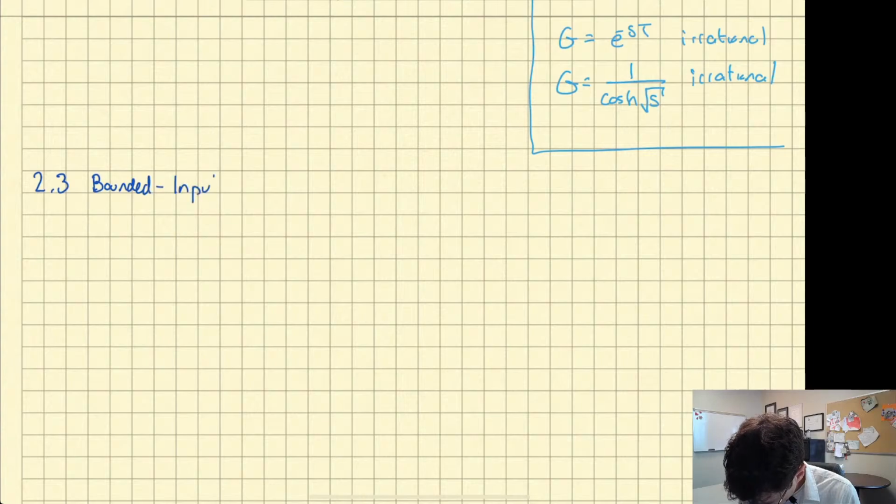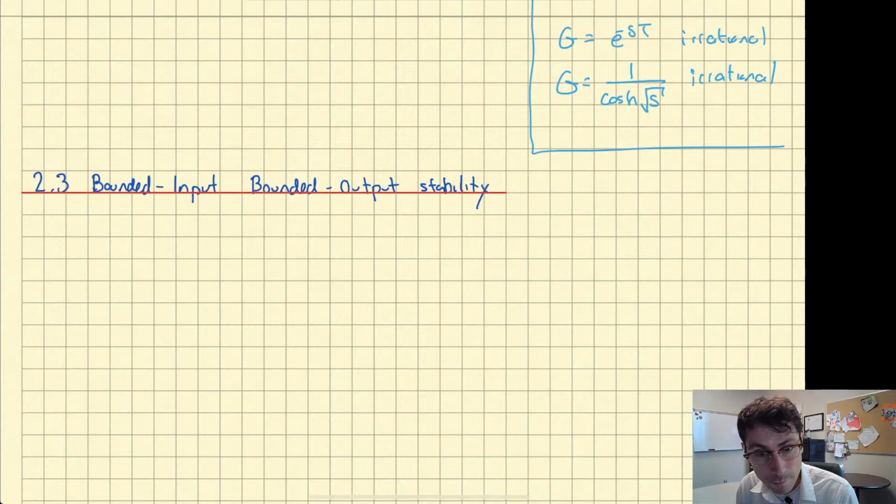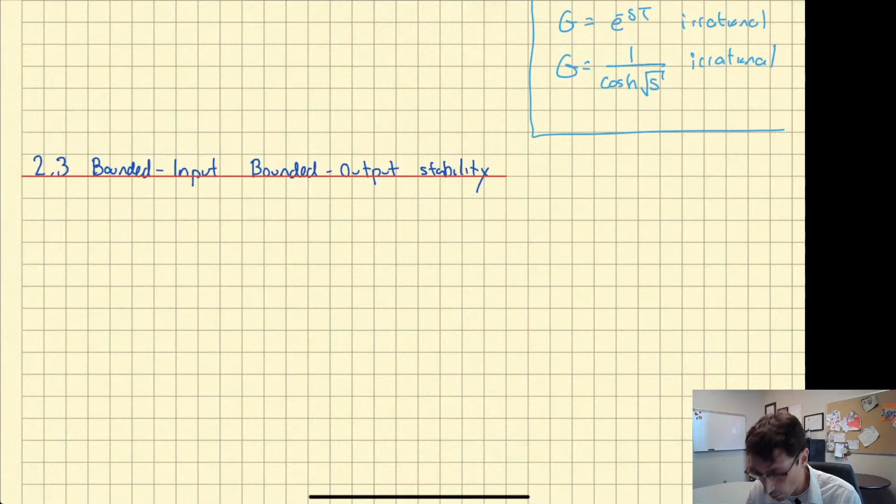Bounded input, bounded output stability. Certainly something you've seen before. So the definition, you can look in the notes for what it means for a signal to be bounded, but basically the idea is that a system is BIBO stable, bounded input, bounded output stable, if every bounded input produces a bounded output.